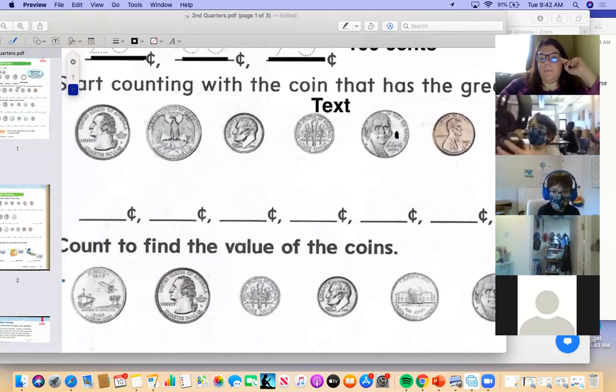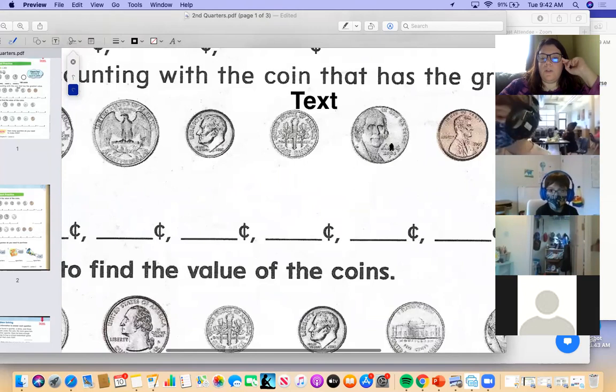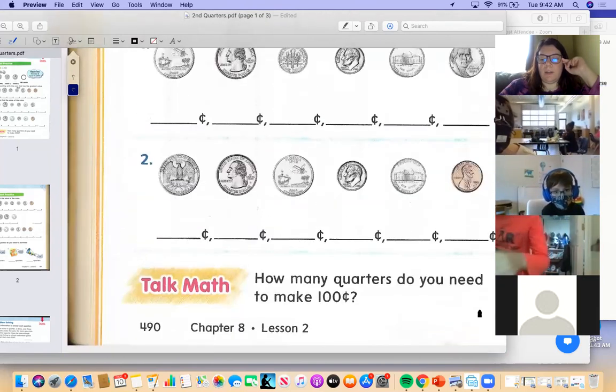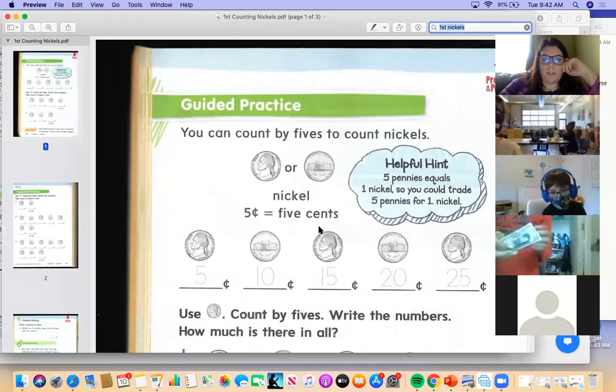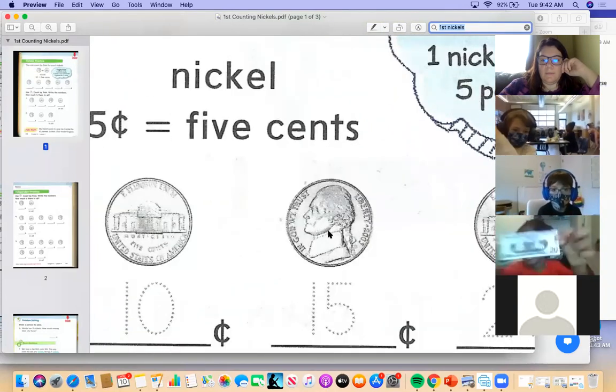This is the newer nickel, but the older nickels. There's not an example here. Let me see. The older nickels look like this.